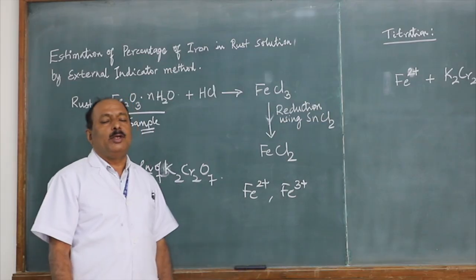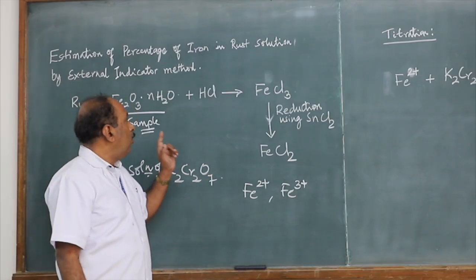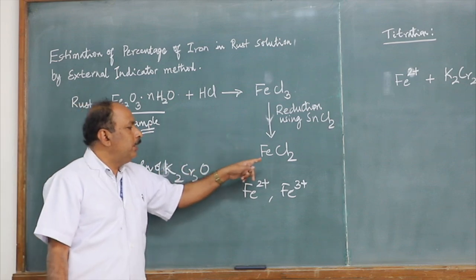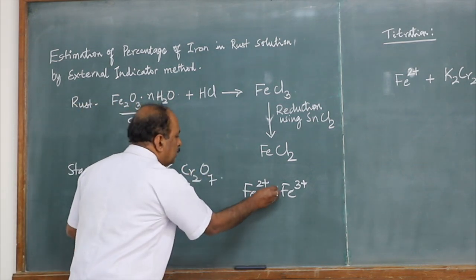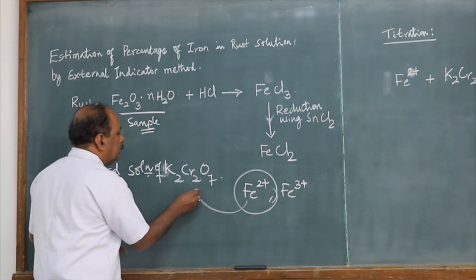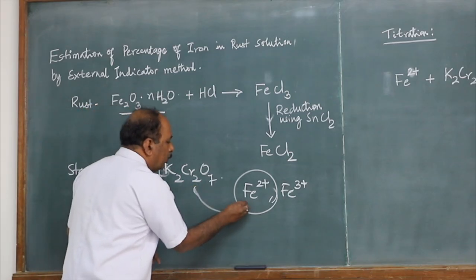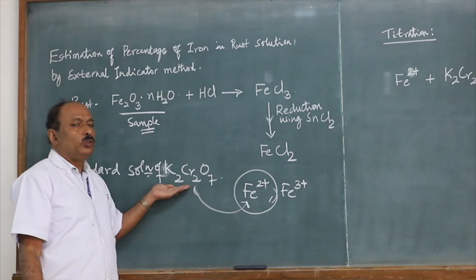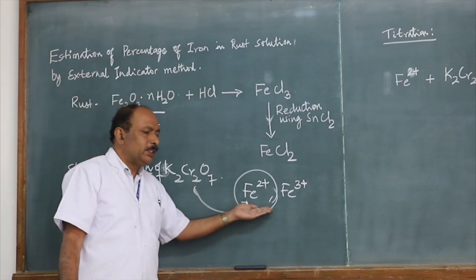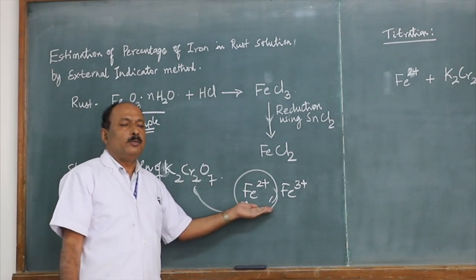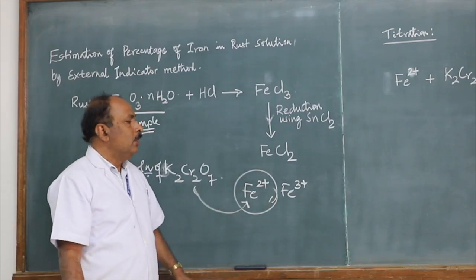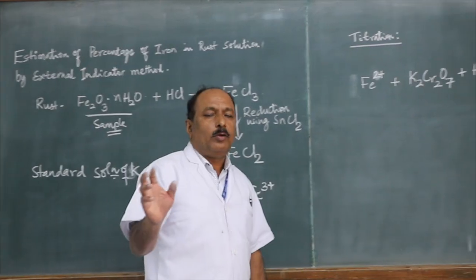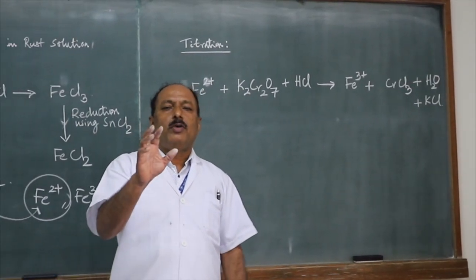After getting that silky white precipitate, now all the iron present in rust is converted into ferrous ions. Now these ferrous ions can react with potassium dichromate. Therefore, by making use of a standard solution of potassium dichromate, we can estimate the amount of iron present in this solution.